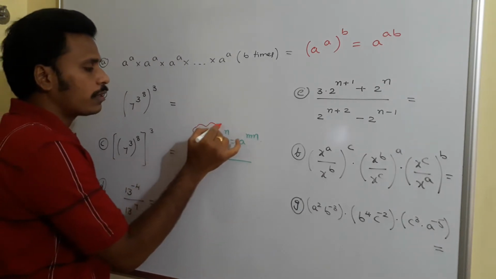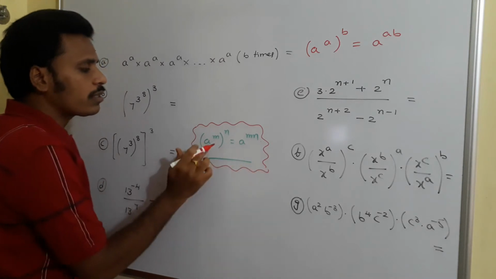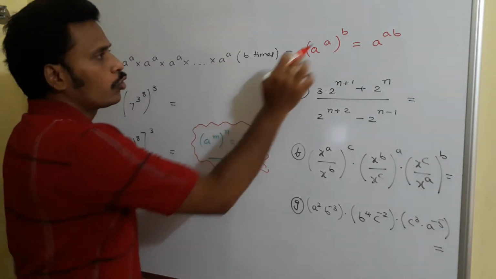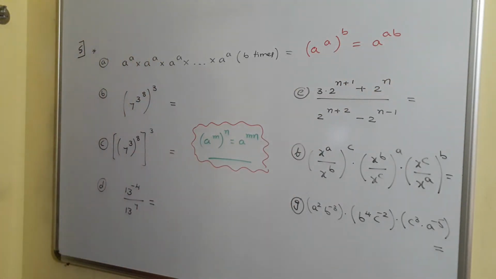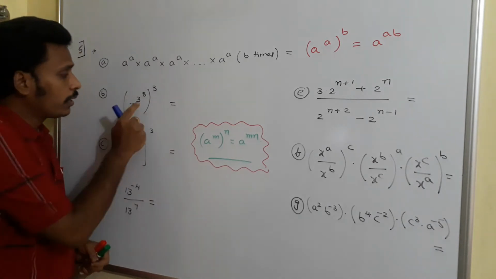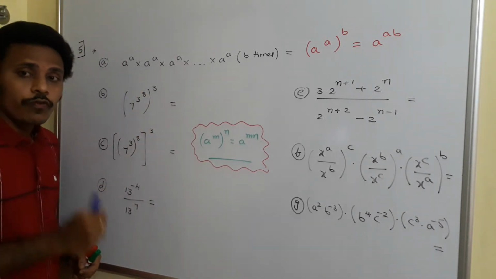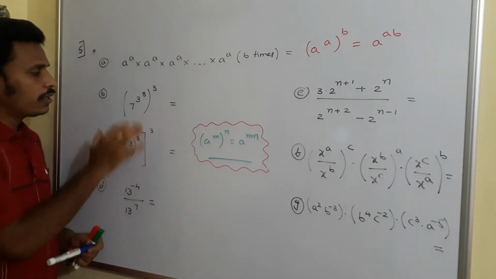We solved some simple problems related to this particular law. According to a power m to the power n, we need to multiply these two. So just multiply a and b. So a power ab is your answer. That's it, that's the first problem. Then you just think about the next one. What is that? 7 power 3 power 8 power 3.